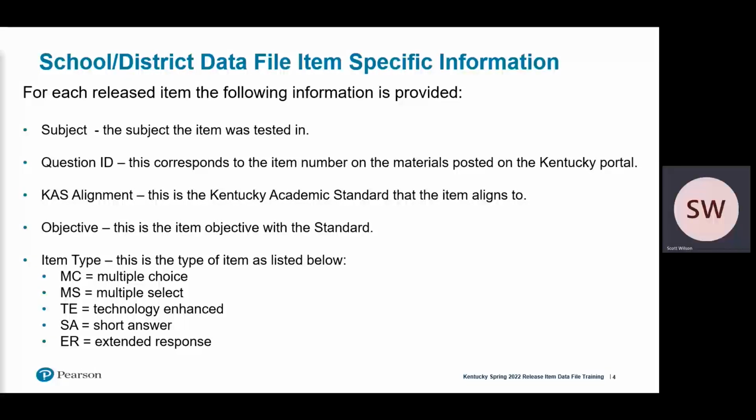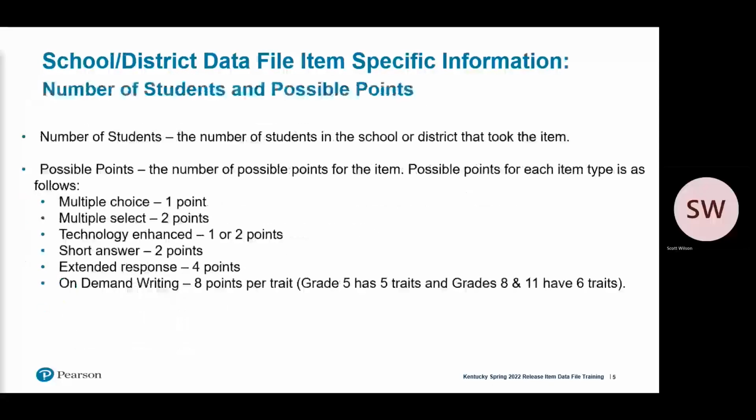The KAS alignment, this is the standard that the item aligns to. The objective, this is the item objective within the standard. The item types are listed here with the abbreviations so that you'll be able to know what item is what. Number of students. This is the number of students in the school or district that took the item. The possible points. This is the number of the possible points for the item.